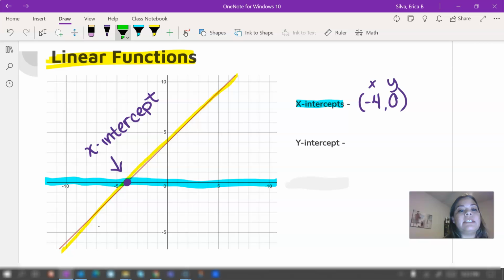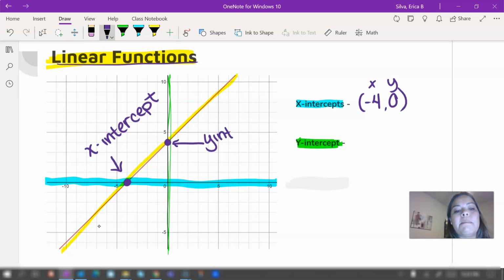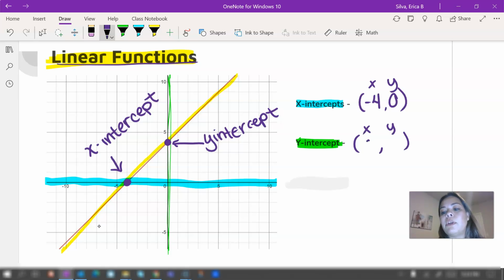Now let's look at the y-intercept. Now I'm going to highlight this y-intercept in green. Now we're looking where the function intersects that y-axis and it intersects here. So this is going to be my y-intercept. And the location of that y-intercept, remember your x will always be 0 and your y-intercept is at positive 4.